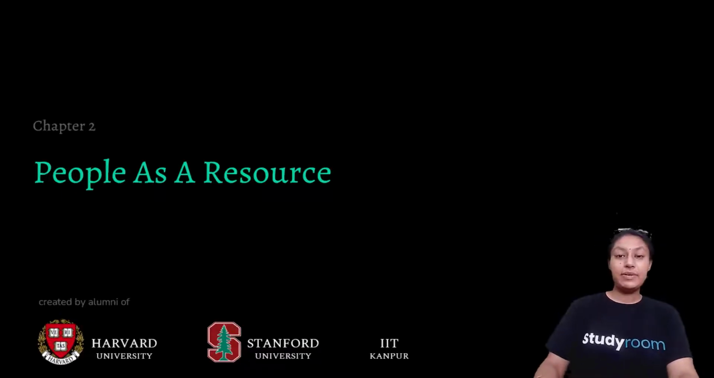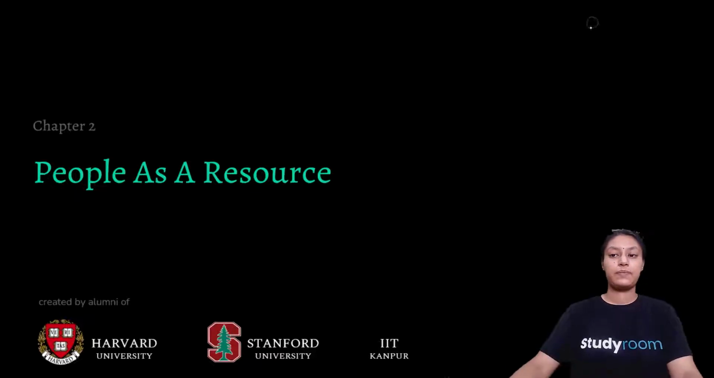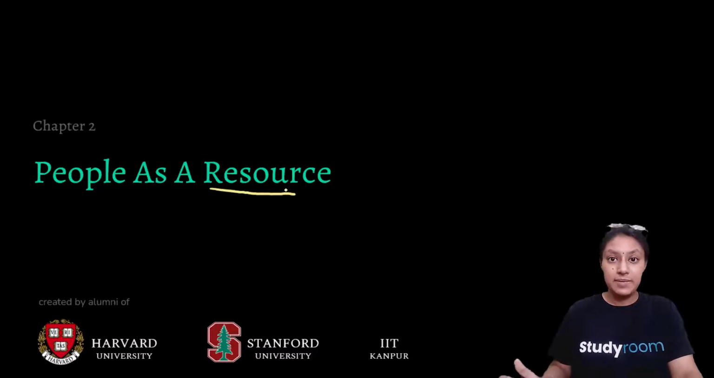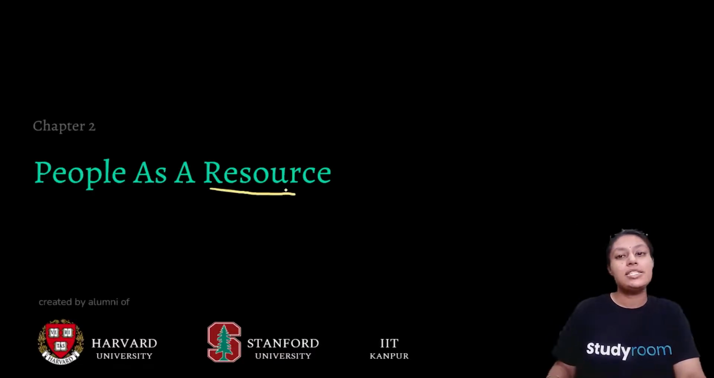The chapter that we will be starting in this video is chapter number 2 of Economics Class 9, People as a Resource. First, let's understand this word resource. What do you understand by this word? Resource basically means supply of something or any kind of equipment which can be useful for somebody or which can be used for making something. So, in this chapter we are going to study about such resources.